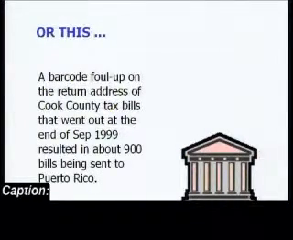Or this example, a barcode foul-up on the return address of Cook County tax bills outside Chicago, Illinois, that went out at the end of September 1999 resulted in about 900 bills being sent to Puerto Rico. I doubt if these recipients of those bills would be happy to pay for the tax bills to Cook County.